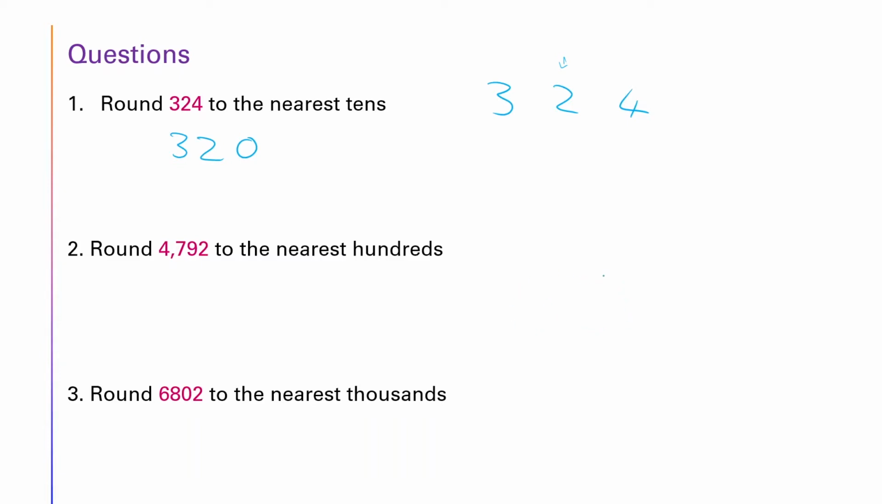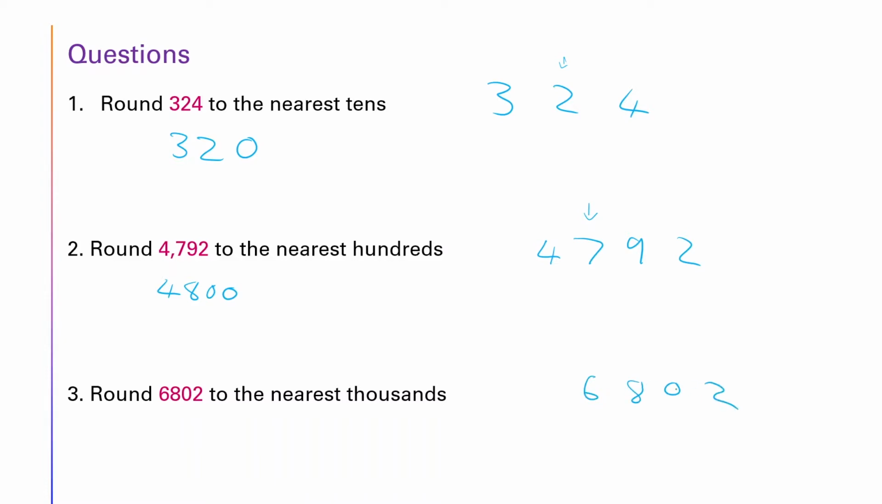Now round 4,792 to the nearest hundreds. Now in our ones place we have 2, in our tens place we have 92, in our hundreds place we have 792. So the number 7 is a number we will be changing. The number to the right of 7 is a 9, and we know that numbers 5 to 9 are rounded up. So our answer would be 4,800.